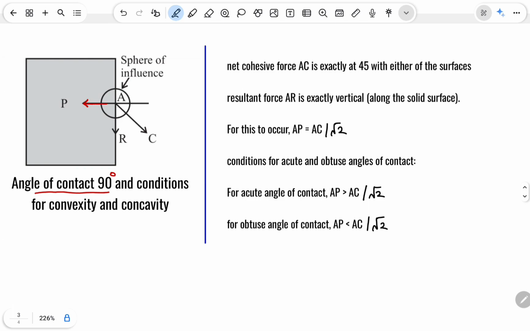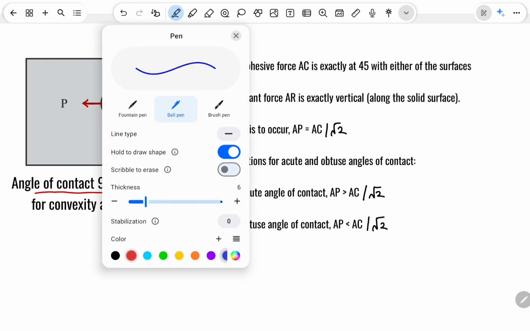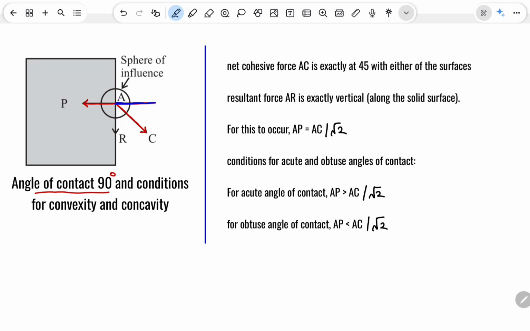So let's see what are the conditions. From the diagram, we can see that the adhesive force AP is again horizontal within the solid. The cohesive force AC is inside the liquid at an angle of 45 degrees to both the solid surface as well as the liquid surface. Now, we know that for an angle of contact of 90 degrees, the liquid surface has to be horizontal, and if we consider the equilibrium condition, the net force AR must be perpendicular to the liquid surface for the system to achieve equilibrium.